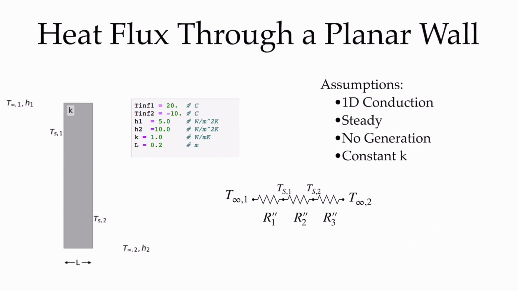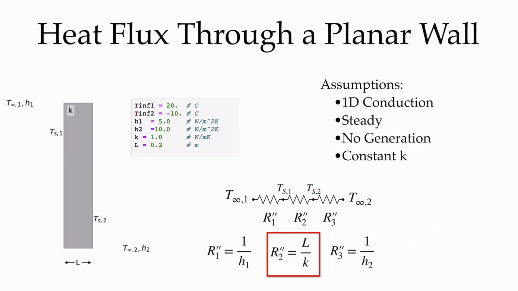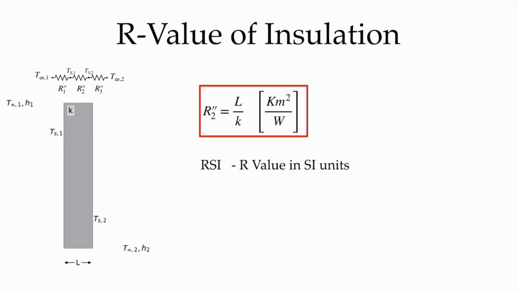Let's focus on the conduction resistance, the conduction area-specific resistance, R2'2. The definition of that area-specific conduction resistance is the thickness of that material L over the conductivity of that material. Let's look at that value. The units for this area-specific resistance are kelvins meters squared per watts.